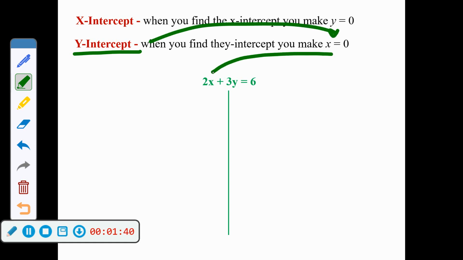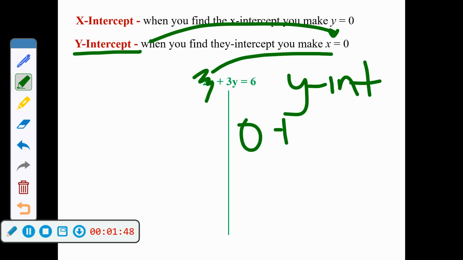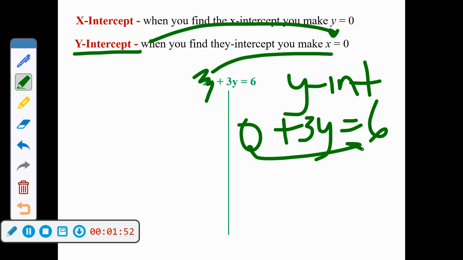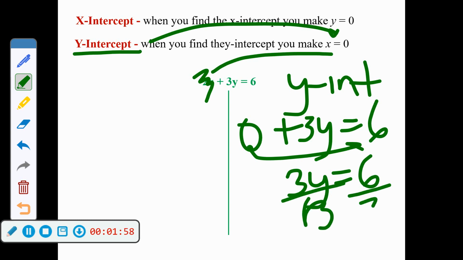Well, when I substitute 0 in for x, 2 times 0 is 0. So over here, I'm going to do the y-intercept, and I have 0 plus 3y equals 6. Again, moving 0 to the opposite side is not going to change anything. If I subtract 0 from 6, I still end up with 6. Divide by 3, and I end up with y equals 2.